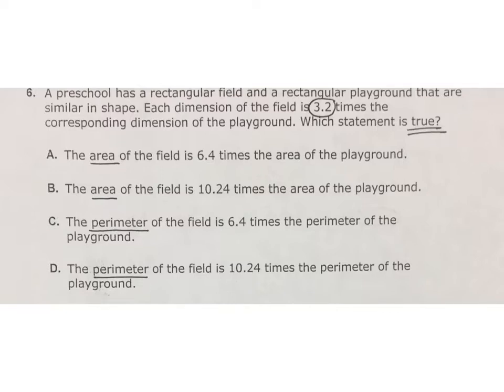Is it A, the area of the field is 6.4 times the area of the playground? B, the area of the field is 10.24 times the area of the playground? C, the perimeter of the field is 6.4 times the perimeter of the playground? Or D, the perimeter of the field is 10.24 times the perimeter of the playground?